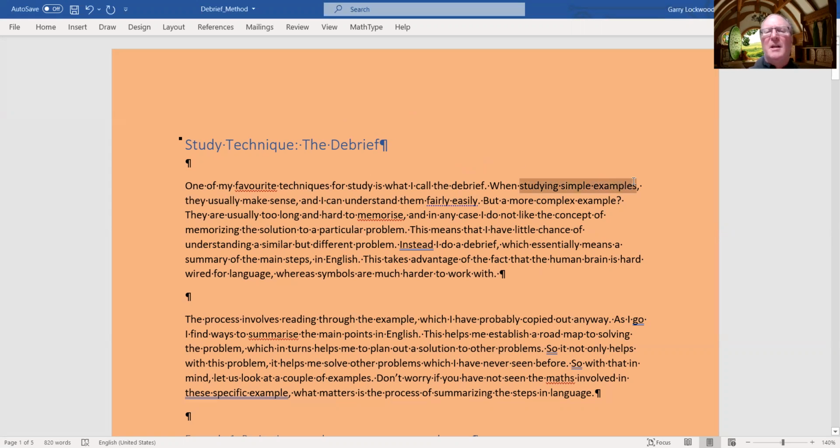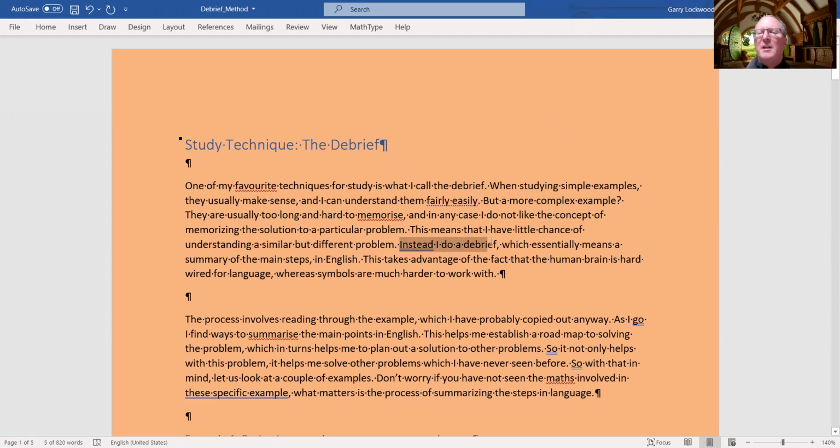When you're studying a simple example, it usually makes a fair amount of sense. I can understand them fairly easily, but a really complex and long example is usually too hard and long to memorize. And I'm not a fan of memorizing how to solve a particular problem, unless it's something that you do all the time, like solving the sides of a right triangle. If I rely too much on memorizing particular problems, if I come across a similar but slightly different problem, I may not be able to do it.